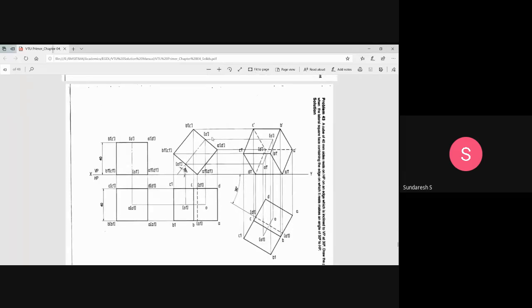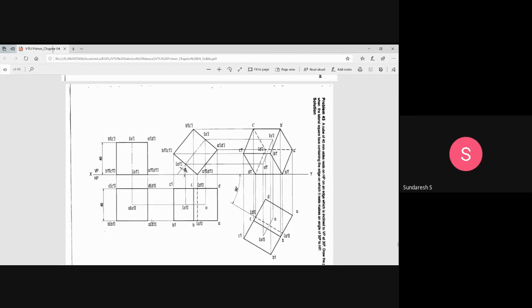I think in the first class on the solids, I just gave an introduction to the solids with the cube or hexahedron. Hexahedron basically consists of 6 equal faces. A hexahedron or a cube is a solid which is bounded by 6 square faces, right? And their length, width, as well as the height, everything will remain the same. In this case, it says a cube of 40 millimeter sides rests on HP on an edge. So the initial position, you are going to start with it resting on the edge.